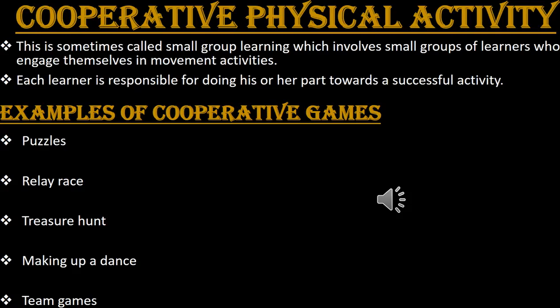Now, cooperative physical activity ensures that leaders are appointed in each group to see to the success of the group. Definitely, at the end of the activities, your aim is to win, and therefore the leaders ensure that each one performs his or her role as expected. When leaders are appointed, they become more responsible in ensuring the successful completion of the games.